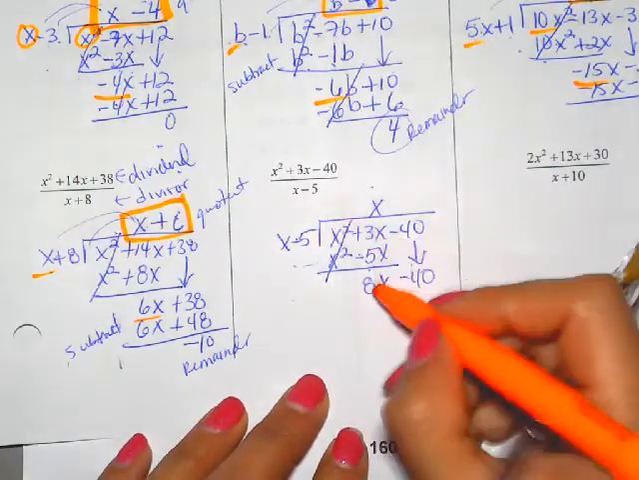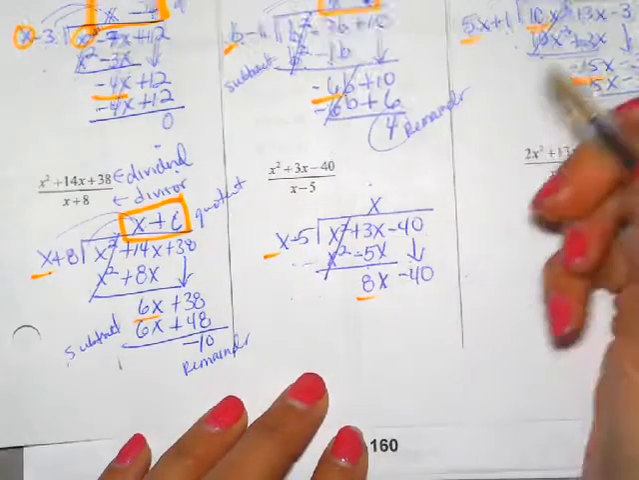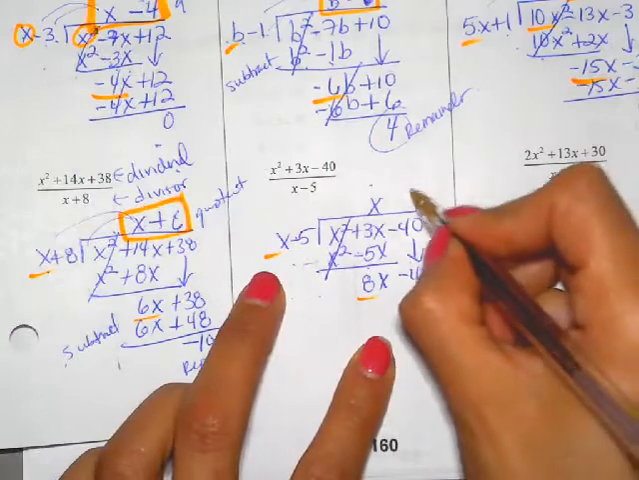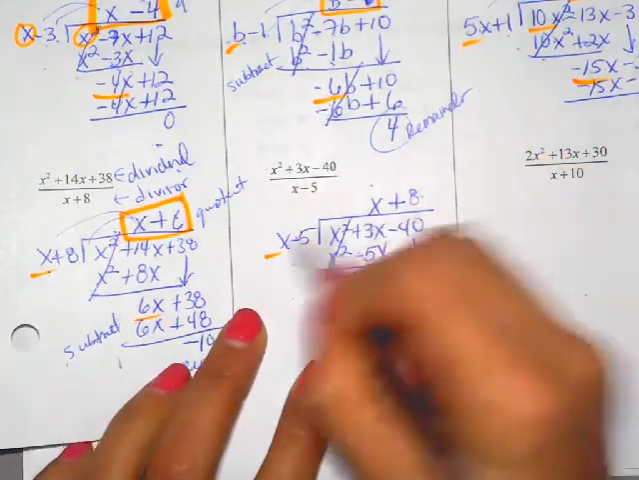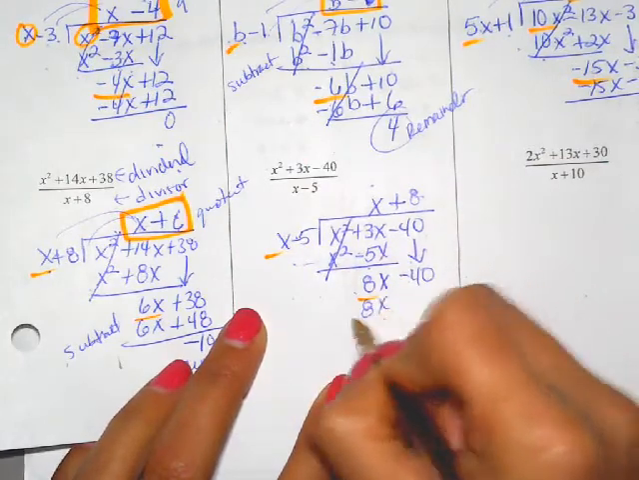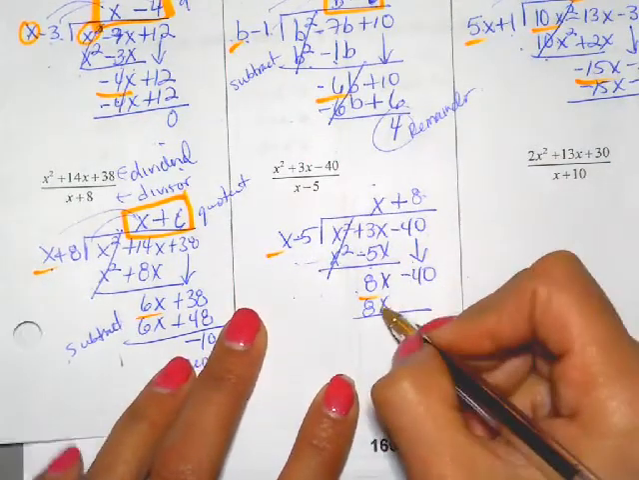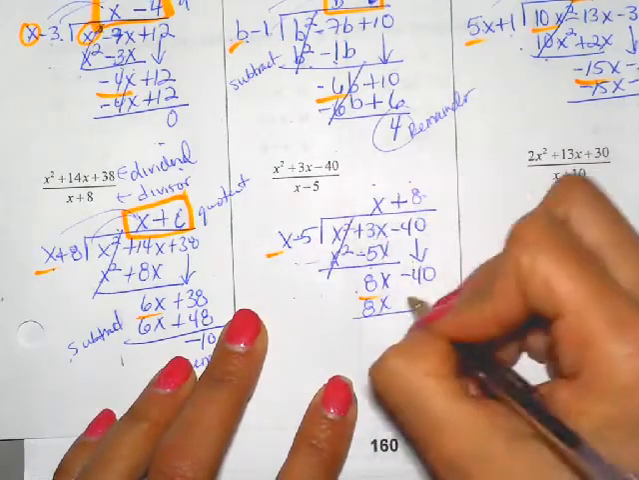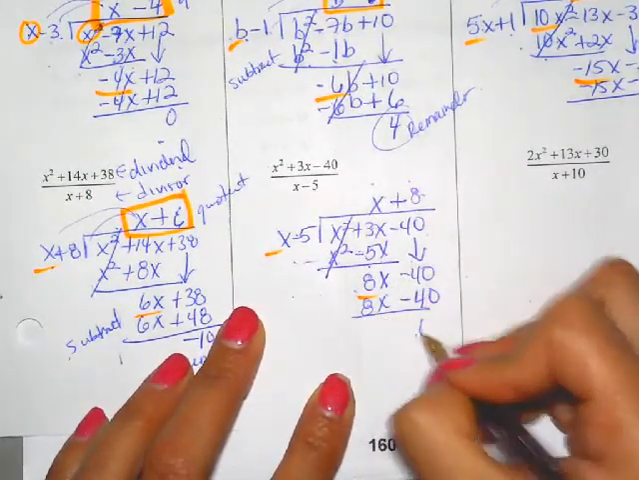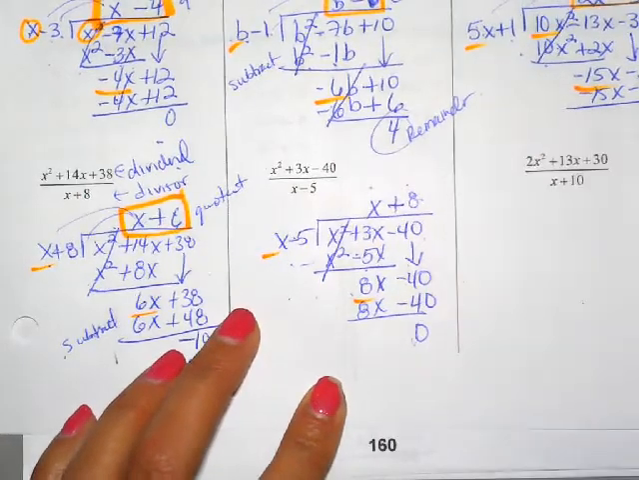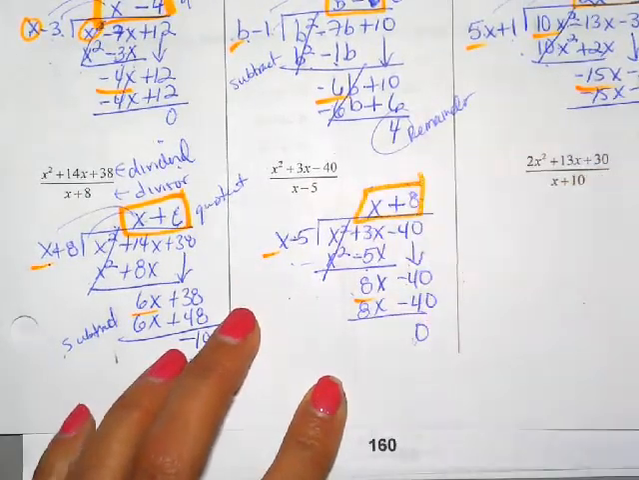Focus on the first term. 8 times x will give me 8x, positive 8. Positive 8 times x will give me 8x, so you know it's the right number because they match up. 8 times negative 5, negative 40. Difference? There's no difference because they're exactly the same. So my answer is x plus 8.